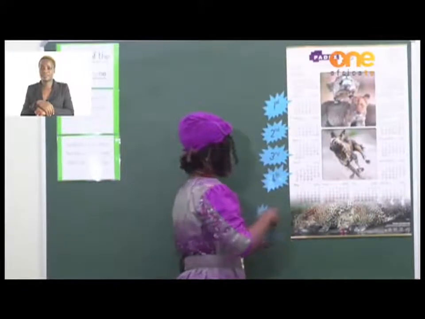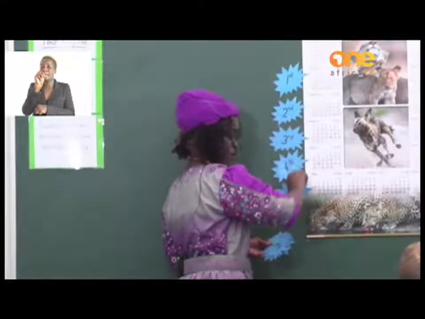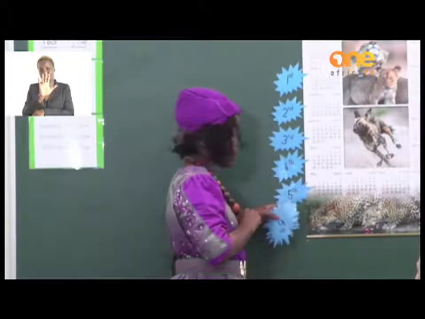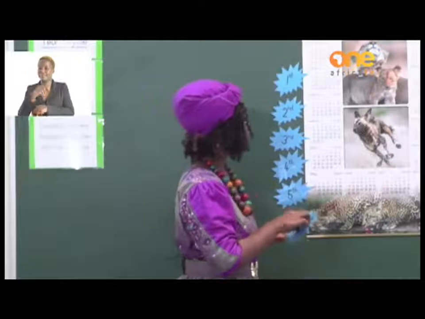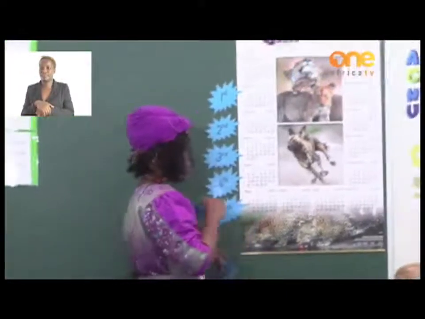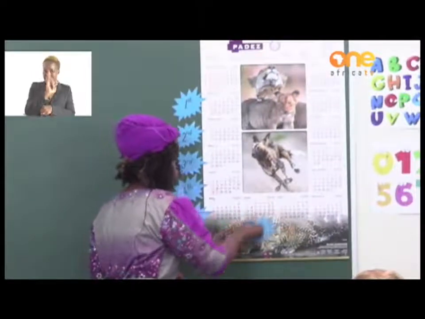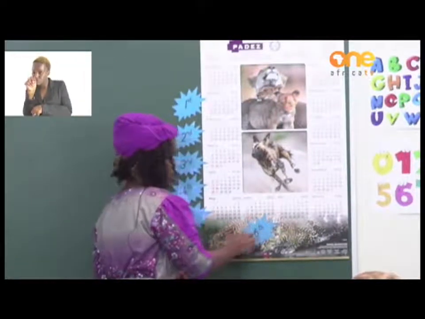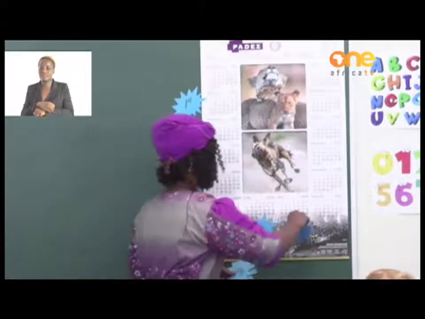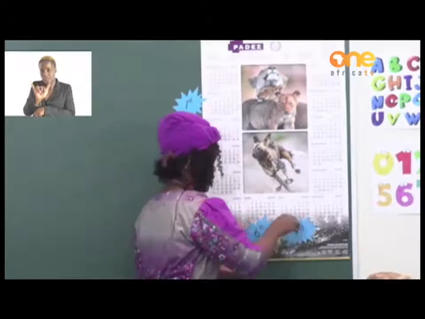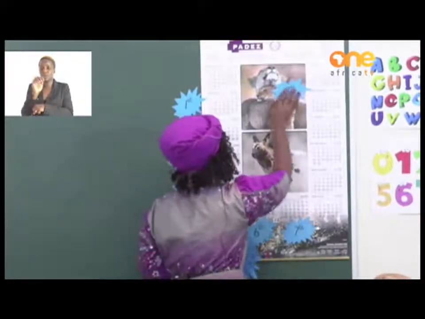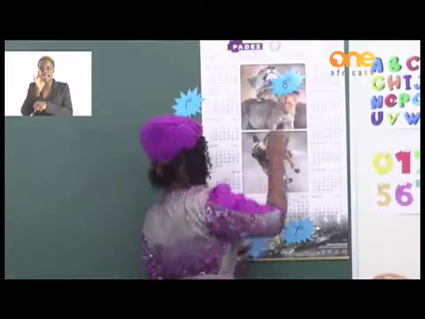Leandre, what do you think the fifth month will be? May will be the fifth month, all right? And then we have June following, which will be the sixth month. Very good. Then we have July, the 7th. Then we have August, the 8th.